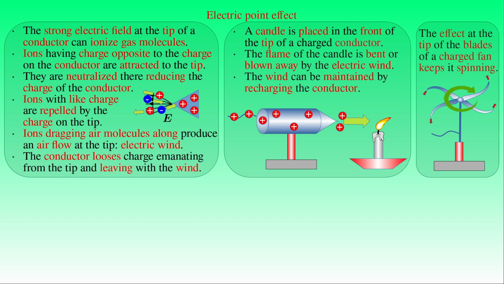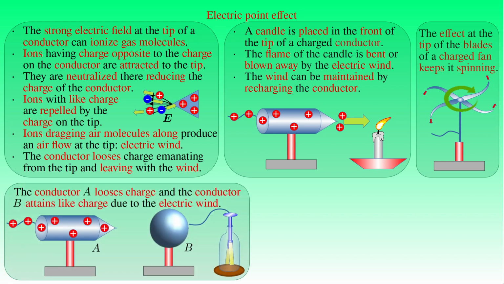In the next experiment we can demonstrate that the charged conductor A with a tip will lose a given amount of charge, whereas an electrically neutral conductor B placed in the front of the tip will attain like charges in the electric wind originating from the tip. This effect is not a simple separation of charge because the conductor B will keep the attained charge even if the conductor A is removed from its vicinity.